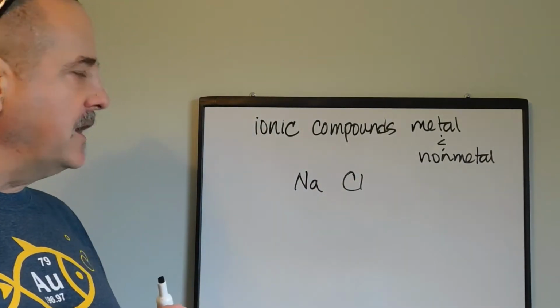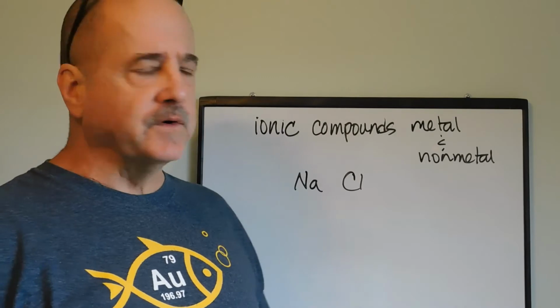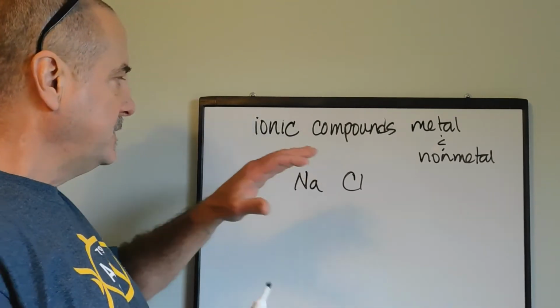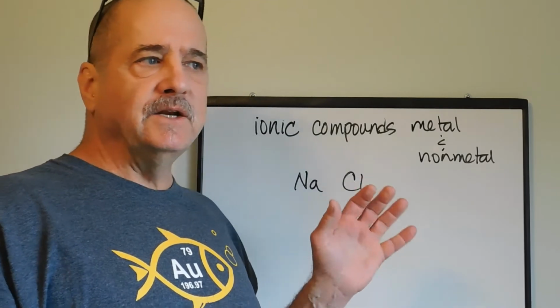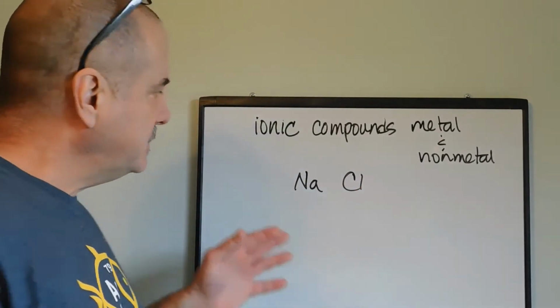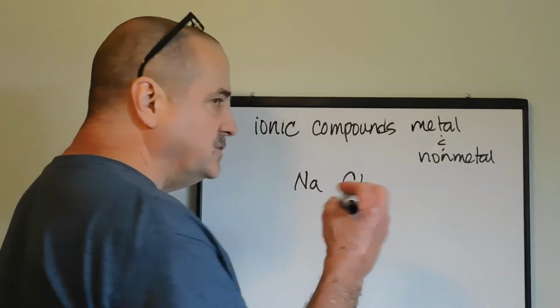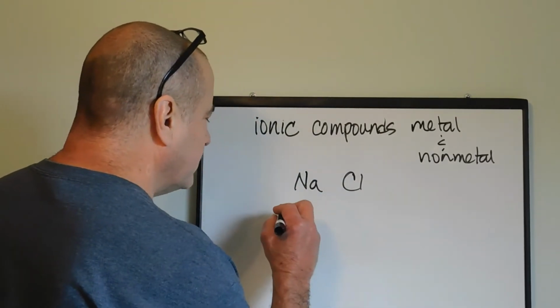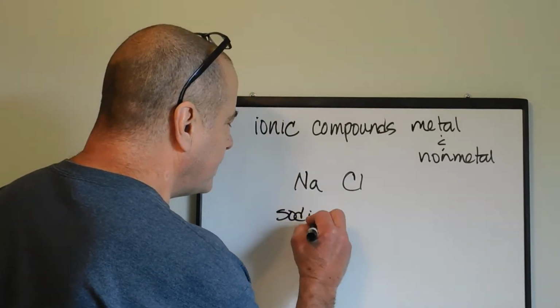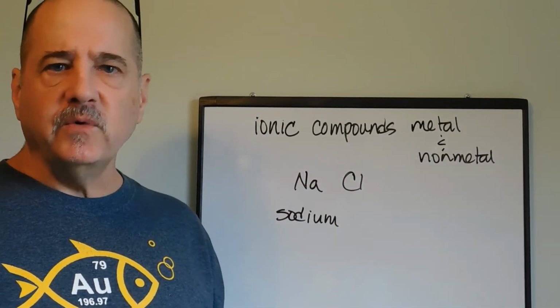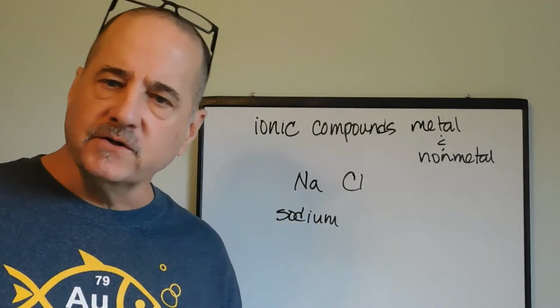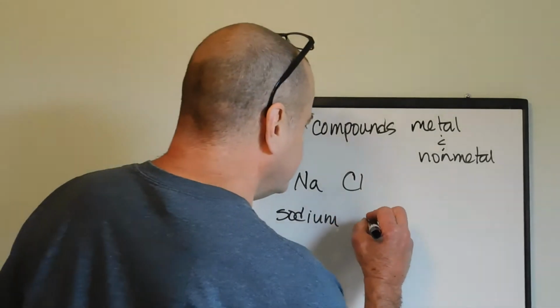Okay, so what we're doing on this is you write the name of the metal first, and your metal is almost always going to be the first one, and it's going to have a positive charge. So you write down the name of the first one, just like we did in the covalent. So it becomes sodium. And then you write down the name of the second one, changing the ending to IDE, just like we did with the covalents.